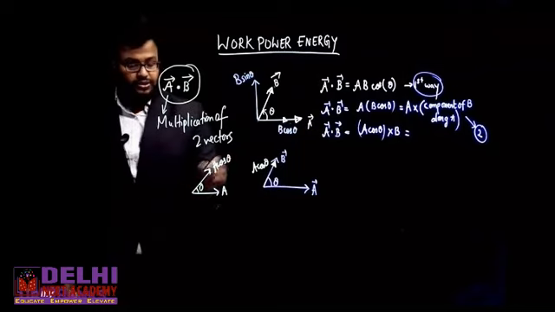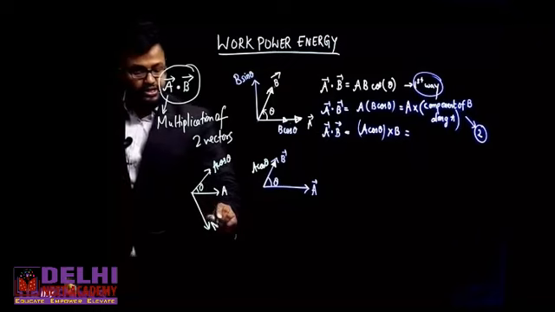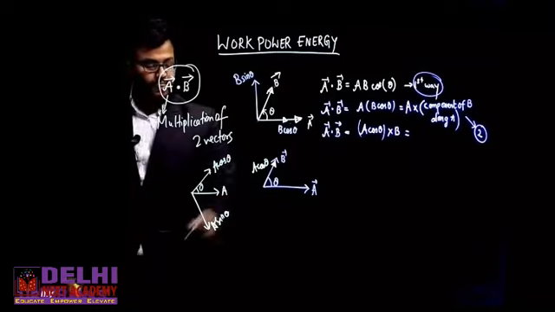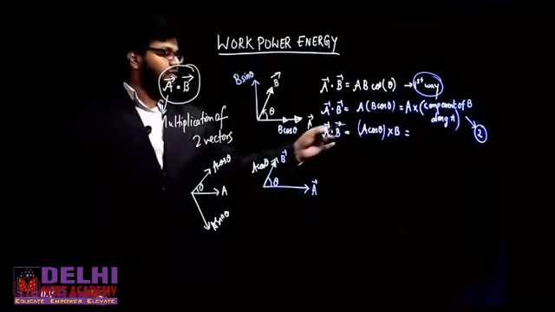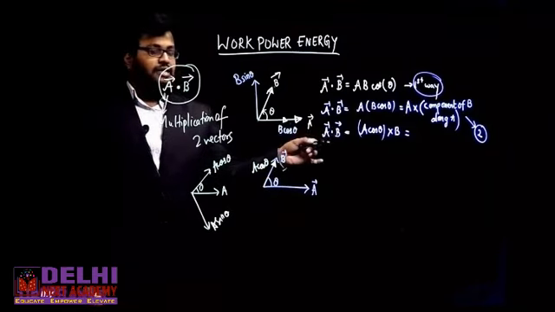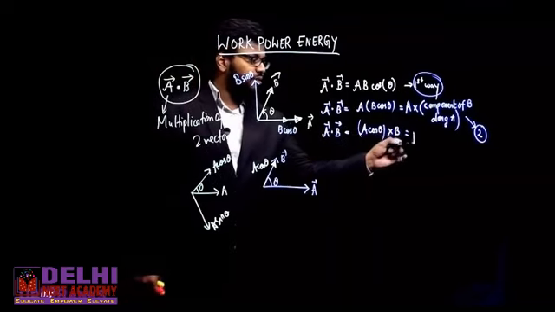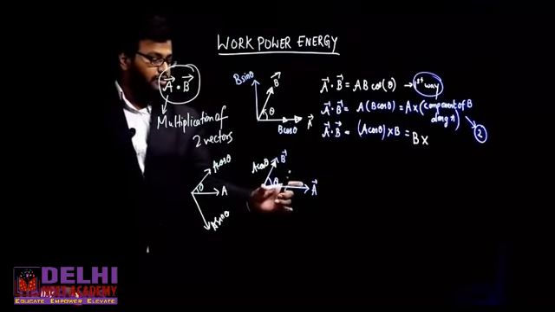I have simply resolved a, this is theta, so this component is a cos theta, and the other component has to be perpendicular to a cos theta. So that will be in this direction, that is a sin theta. I am not interested in a sin theta, I am just interested in a cos theta. So I can tell a dot b as simply b multiplied by a cos theta. What is a cos theta?